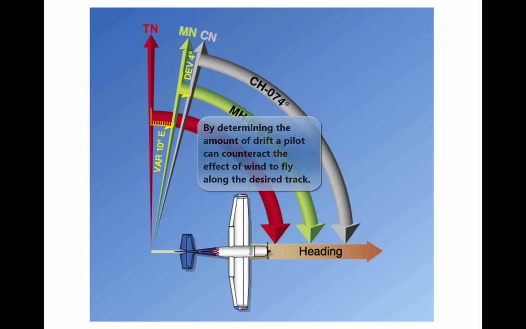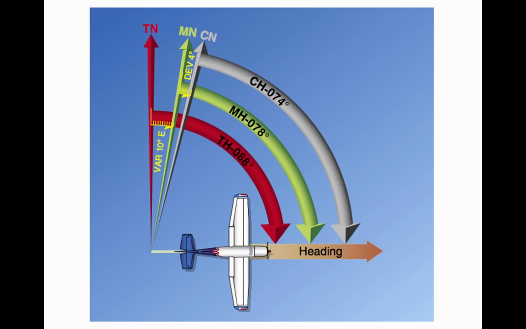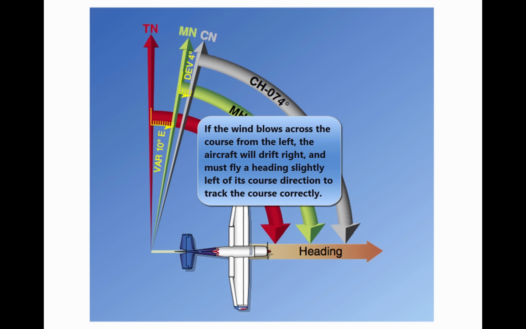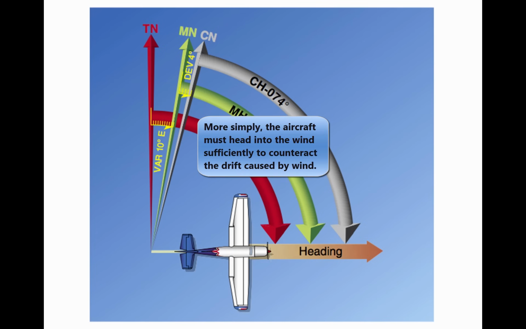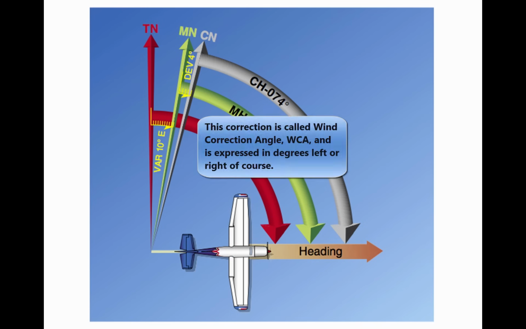By determining the amount of drift, the pilot can counteract the effect of the wind and make the track of the aircraft coincide with the desired course. If the mass of air is moving across the course from the left, the aircraft drifts to the right, and a correction must be made by heading the aircraft sufficiently to the left to offset this drift. To state it another way, if the wind is from the left, the correction is made by pointing the aircraft to the left a certain number of degrees, therefore correcting for wind drift. This is the wind correction angle, and is expressed in terms of degrees right or left of the true course.